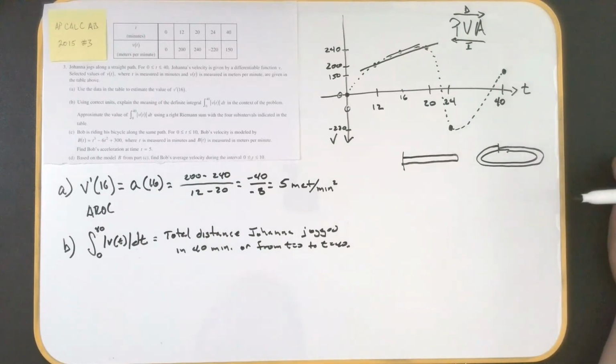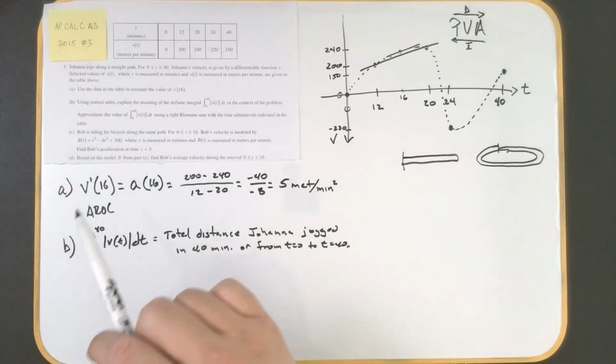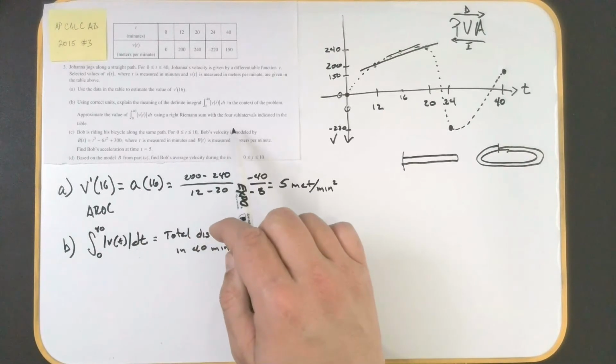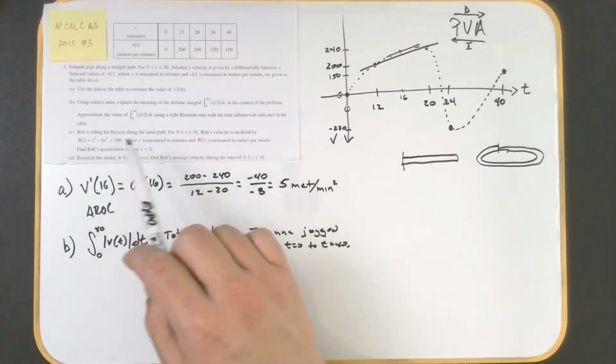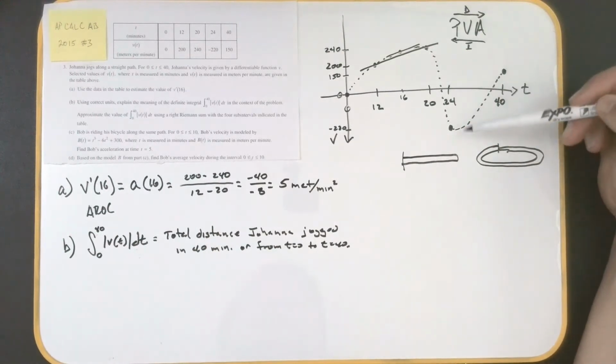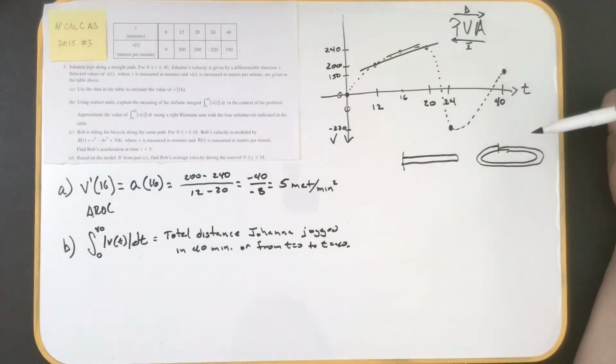So now the rest of part B says to approximate the value of what we just did using Riemann sums with 4 subintervals indicated in the table. Well, the reason I wanted to make the sketch was I could anticipate that they were going to have me do a Riemann sum approximation. Sometimes it's a trapezoidal rule. And so what we're going to do is do Riemann sum approximations from here.